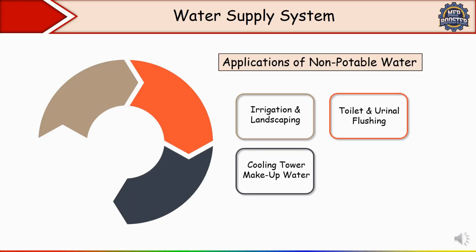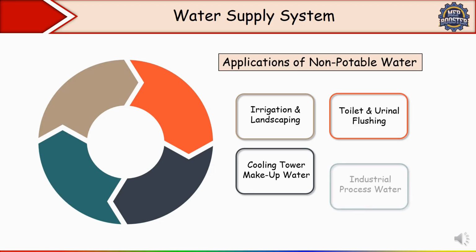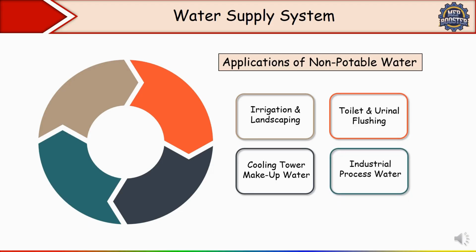Then cooling tower makeup water. Non-potable water reduces the use of drinking water for HVAC cooling systems. And industrial process water, normally used in factories, refineries and power plants. So it reduces strain on the municipal water supply. So these are some areas where we can use non-potable water. So this is all about the non-potable water supply system.